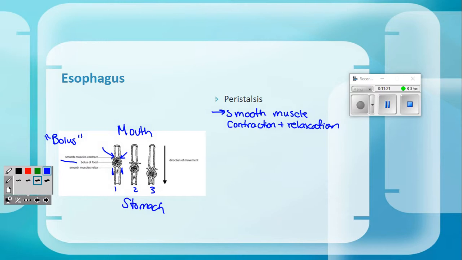Now, does anyone want to ask something about peristalsis? It's a fun word to say.